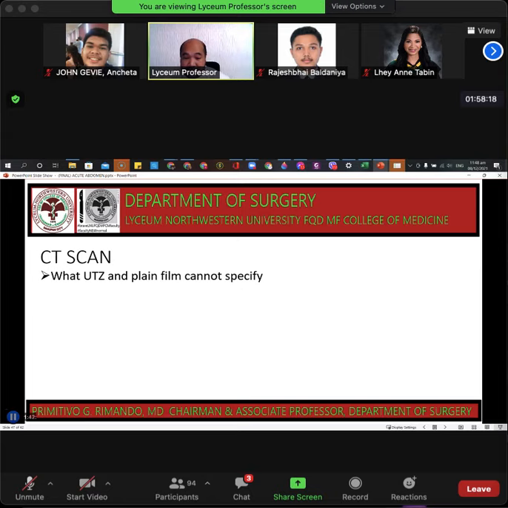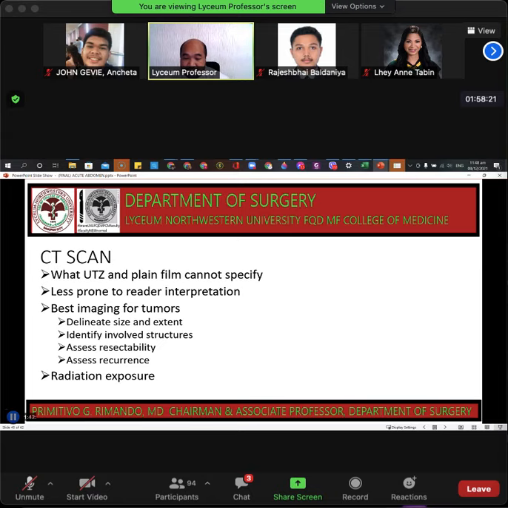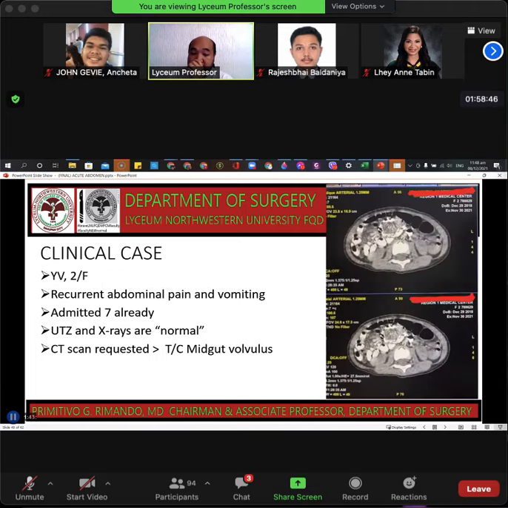So the CT scan will tell you what ultrasound and the plain film cannot specify. It's best for tumors. It delineates size and extent, identifies involved structures, assesses resectability, and assesses recurrence. Of course, the number one problem with CT scan is radiation. You expose your patient to radiation.